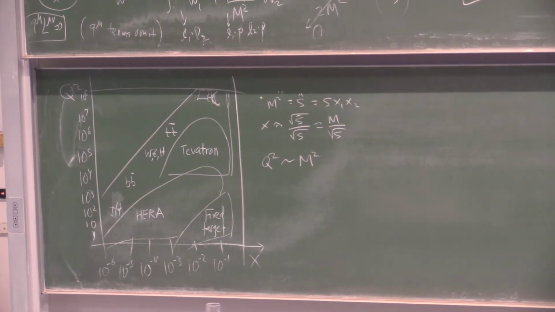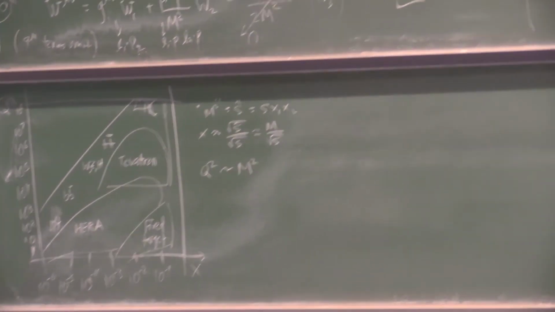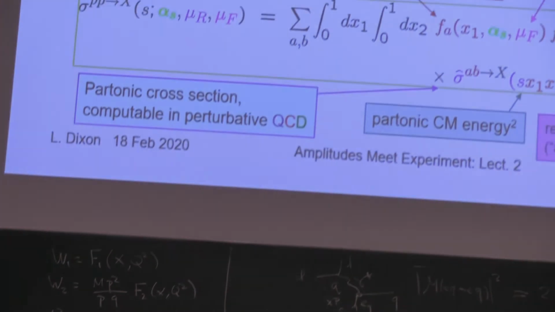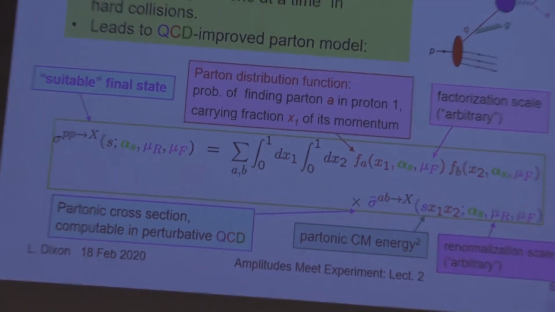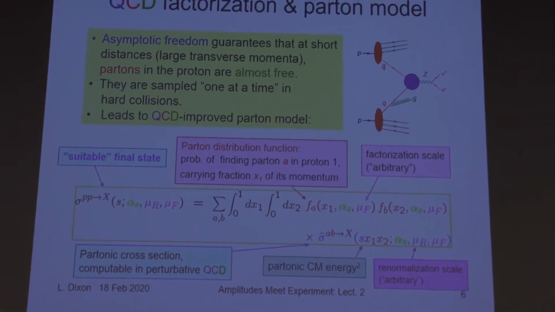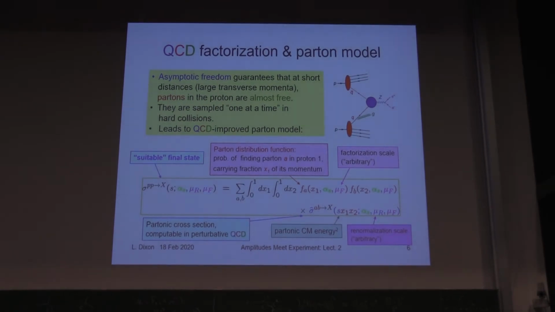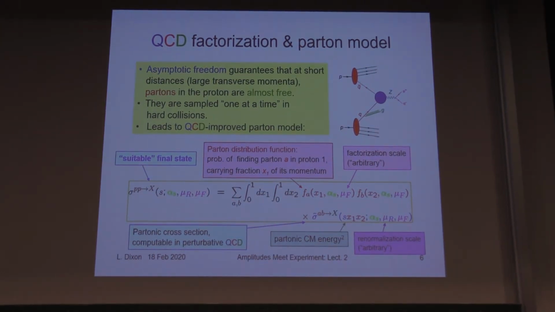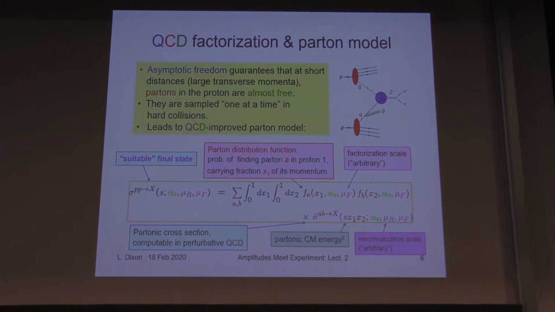So this is just another, going back to this slide about the general factorization formula. I'm not going to really derive it in any sense. It's basically the same picture as in deep inelastic scattering, heuristically, except that the other side of the process is also supplying partons as well.